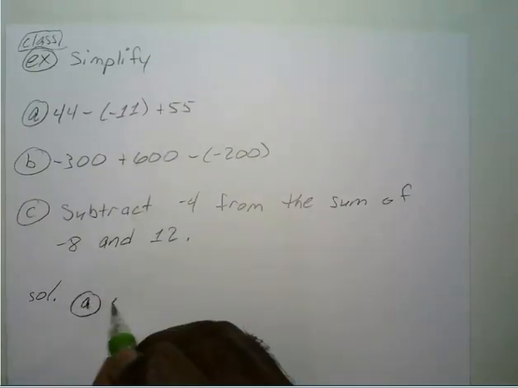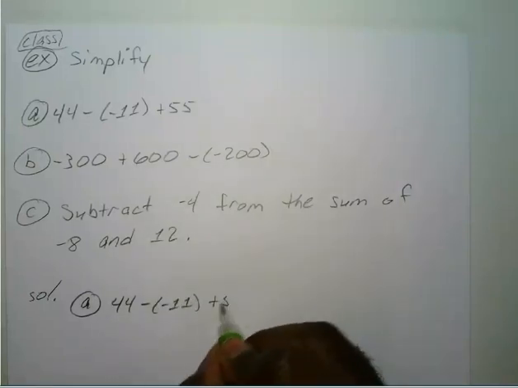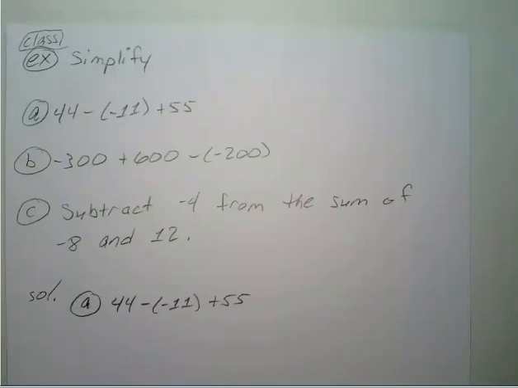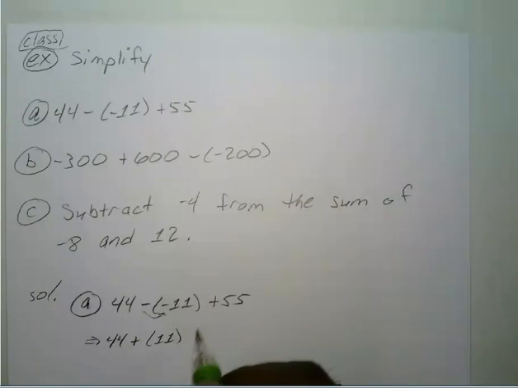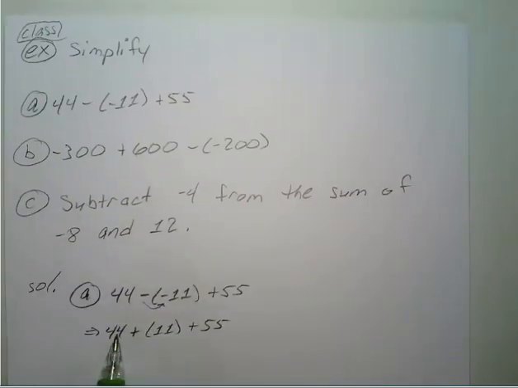So for problem A, we have 44 minus negative 11 plus 55. Okay, so we're going to change all of those minuses to pluses. So that becomes 44 plus, then we change the sign of whatever's to the immediate right. So if that's negative 11, that becomes positive 11 plus 55. Remember, that minus only applies to what's at the immediate right. It doesn't apply to terms after that. Okay, so we have 44 plus 11 plus 55.